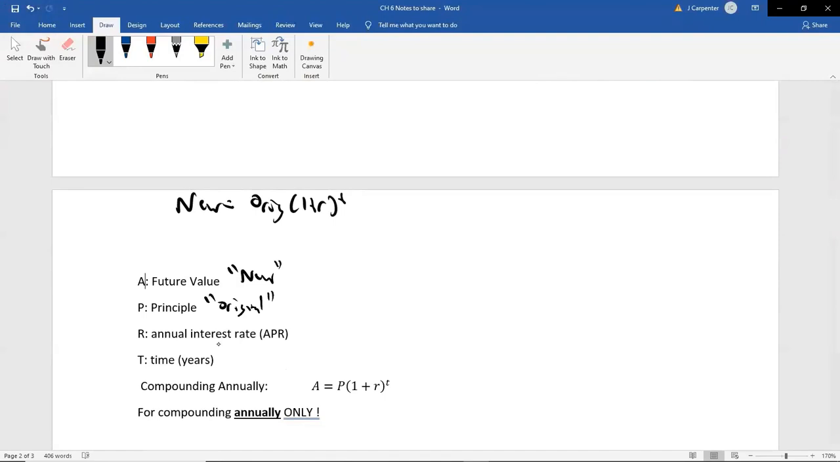So when we compound annually, when we gain money once per year, or whatever it is we're gaining, it's not always just money. Maybe we're talking about gaining cells over a year or something like that, which is not a great model, but you certainly could make it. All right, so compounding annually, A, the future value, the new, equals P, the principal, the original, times (1 plus r), that's your growth factor, raised to the amount of time in years. And please note that this is for compounding annually only. I would prefer that you memorize this formula.